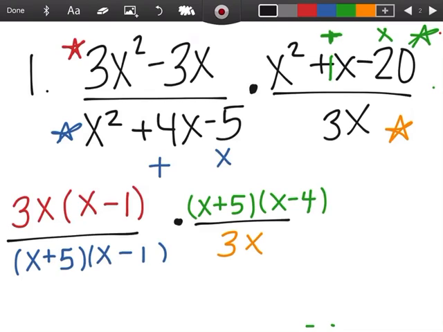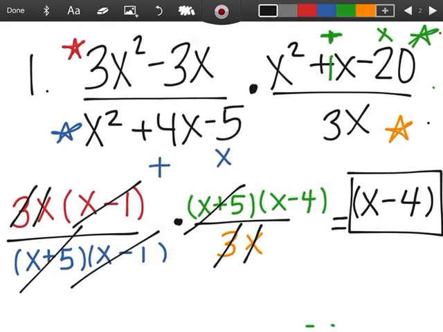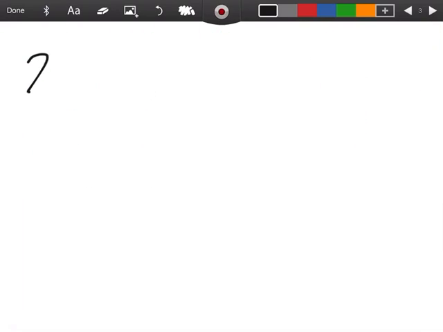And so now I'm looking for factors that can reduce. So the 3 and the x can reduce, the x minus 1s can reduce, and the x plus 5s can reduce. And so all that's left in the numerator is x minus 4, and nothing's in the denominator. So whether I put parentheses around it or not, the answer is x minus 4 for the final answer. So I have to factor first to see what I can reduce.